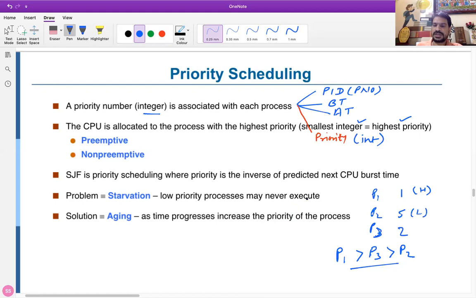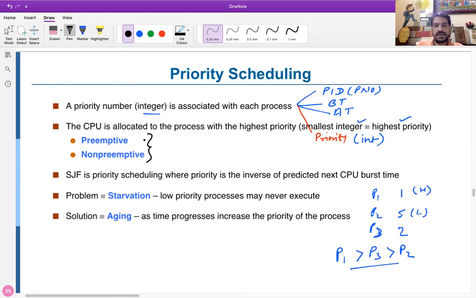In some books, it says that the highest number equals the highest priority. So in the question, they will give you which particular integer signifies high priority and which particular integer signifies low priority. It will be given. Now, this particular priority scheduling is of two types: either it will be preemptive or non-preemptive.